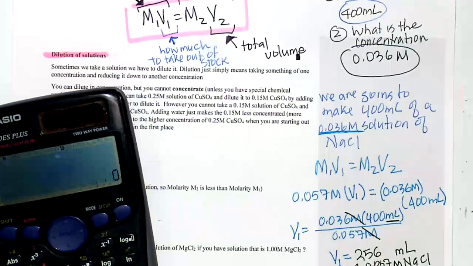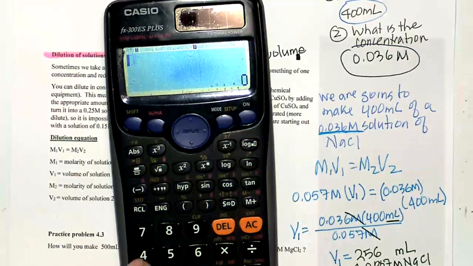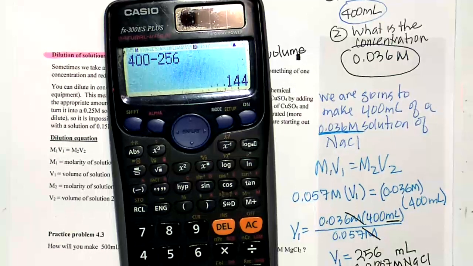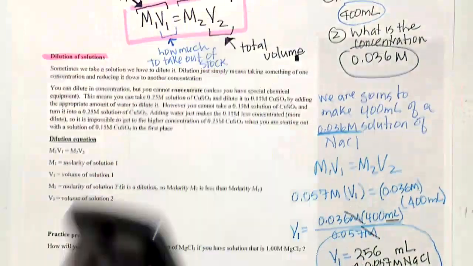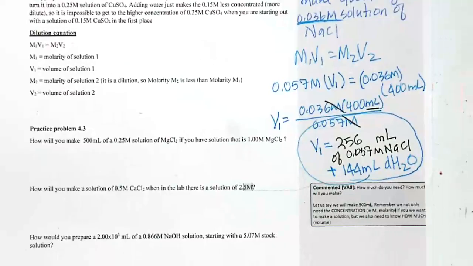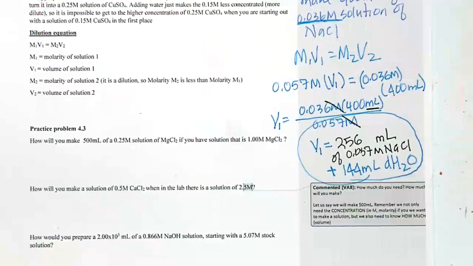What next? How much water do we need to add? Take that away from 400. Very good, David. And 144 milliliters of water. This is the answer. This is how much water we add to 256 mLs of this.